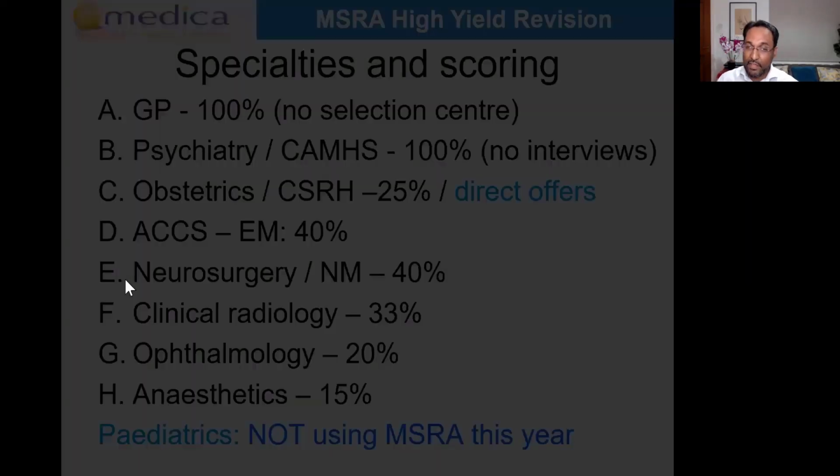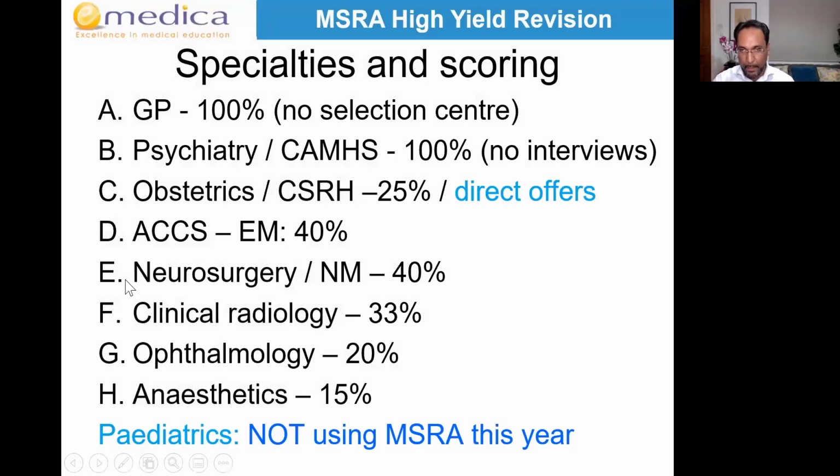So each specialty uses it in a different way. So currently in this round, round 2, for GP and psychiatry, 100% of your rank is based on how you score in the MSRA. It's the only thing that will determine if you get a job and where that job is, okay? There's no selection center, no interview, no OSCE, no portfolio at all for GP and psychiatry for this round.